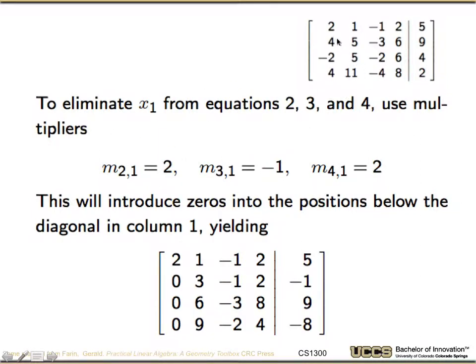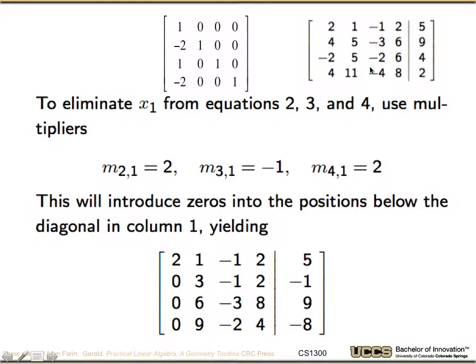4 divided by 2 is 2. Minus 2 divided by 2 is minus 1. And 4 divided by 2 is 2. Now when I put them in the shear matrix, I actually want to use the negatives of these multipliers, but I'm going to use these multipliers because that's how I get to the LU decomposition.